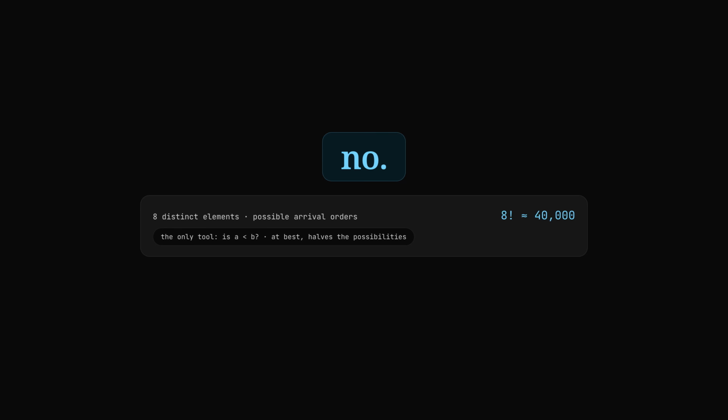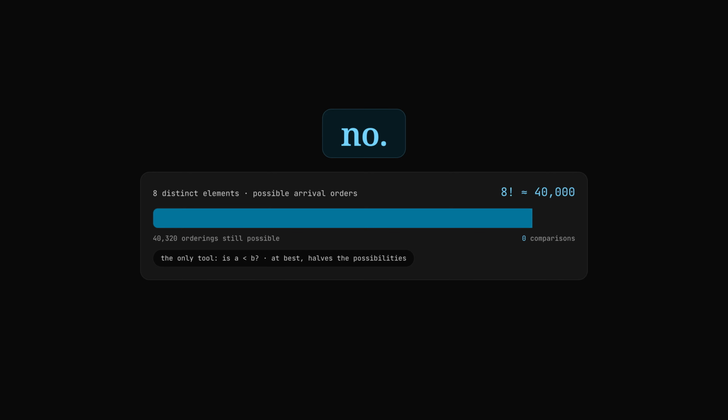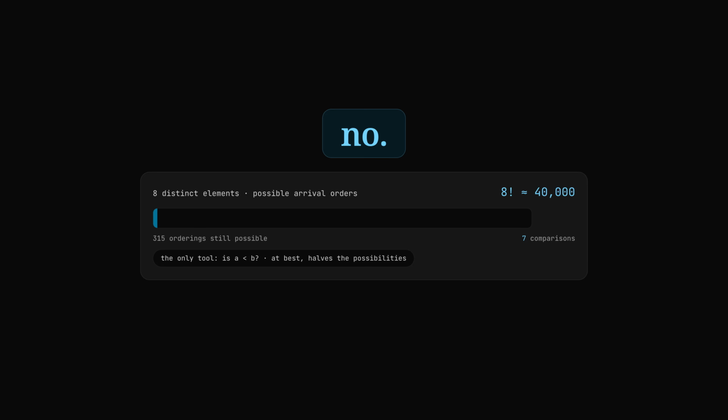fix it. Now, the only tool a comparison sort has is a yes or no question. Is A less than B? One comparison can, at the very best, split the possibilities in half. So, how many halvings to pin down one ordering out of 40,000? Log of 8 factorial. About 16 comparisons, minimum, worst case, for any comparison sort that could ever exist.